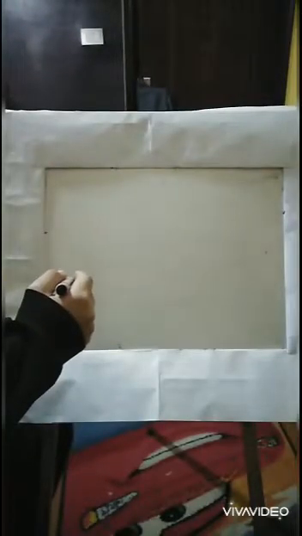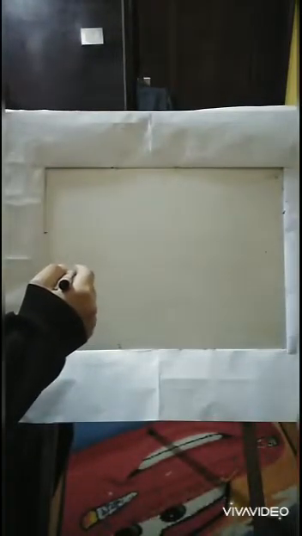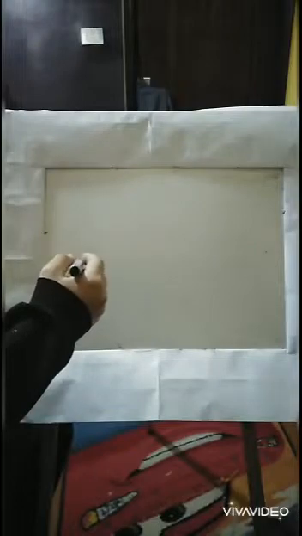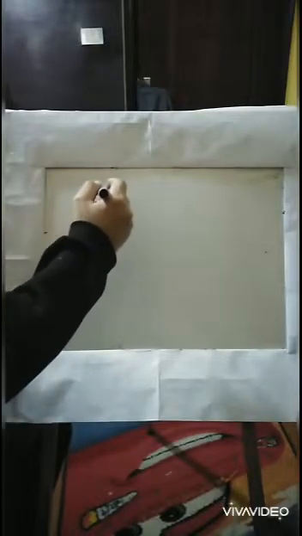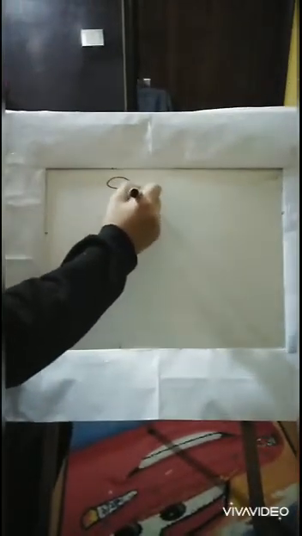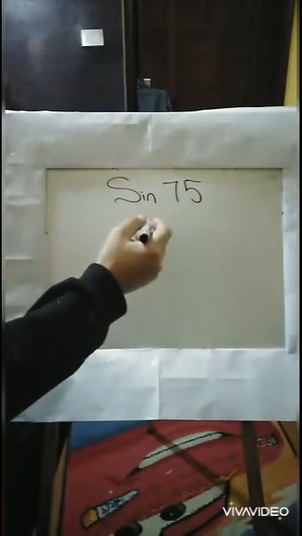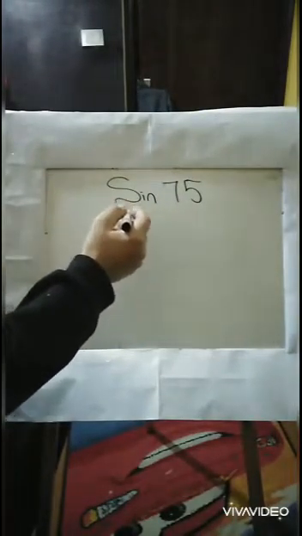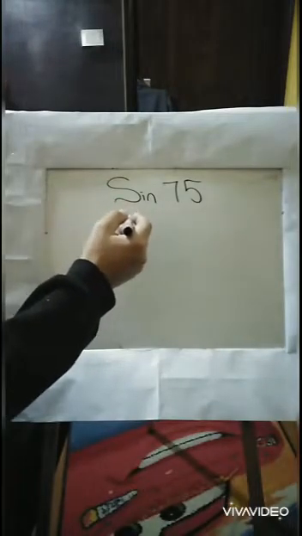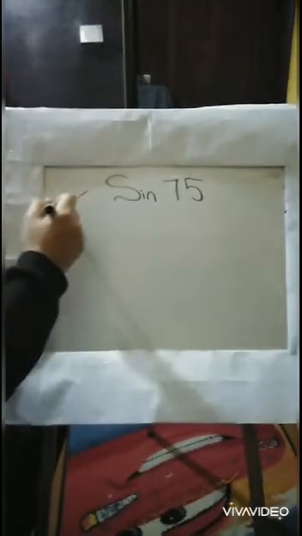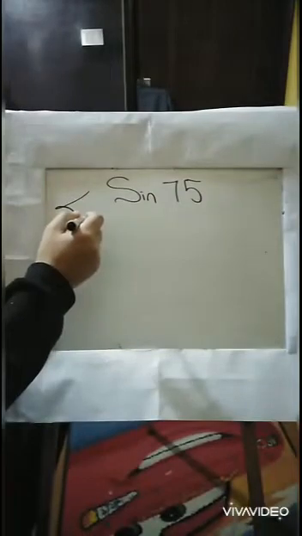Our second lesson in trigonometry is how to get sine, cosine, and tan for different kinds of angles. For example, if I ask any one of you, sine 75 equals what? It will be a difficult question. So now we are going to take some rules. These rules will help you to get the value of sine 75.